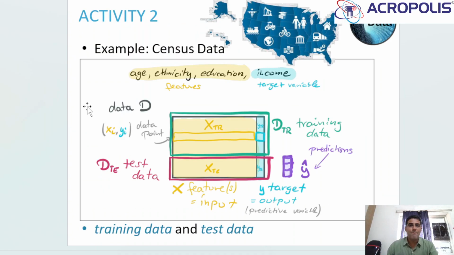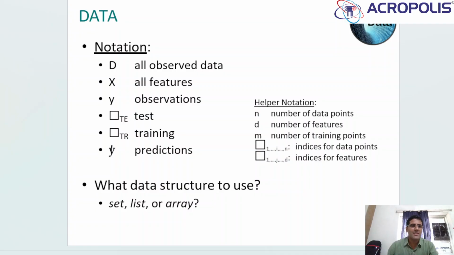This is another example, census data, where we have data denotations, all observed data. X and Y are the features and observations. These are some denotations or notations that we are going to cover in our next lectures. Typically, what data structure do we need to use in order to solve a machine learning problem? Basically, we'll deal with some of the Python data structures such as set, list, or array. You need to figure that out, this is an assignment for you.